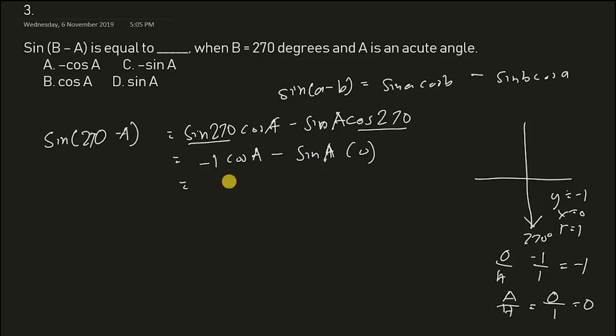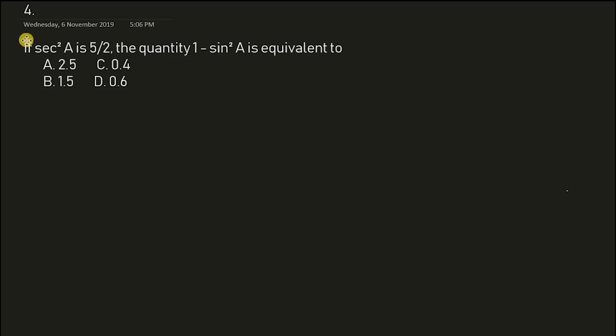Sine A times 0 is 0. So what is left is -1 times cosine A. That's negative cosine of A. So basically, we have the answer which is letter A. Alright? Next. 4. Okay. Secant squared A is 5 over 2.